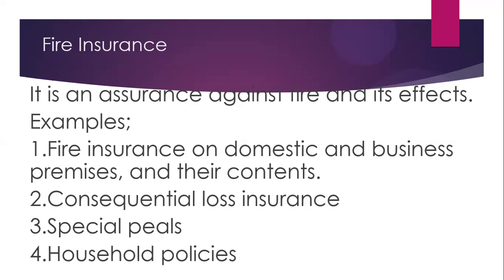So the third type of insurance we're going to be looking at is fire insurance. This is insurance against fire and its effects. The policy covers losses incurred as a result of a fire outbreak, which may destroy office buildings, factories, stock of goods, our homes, anywhere we find ourselves. The policy does not cover injury or death of a person arising from a fire outbreak.